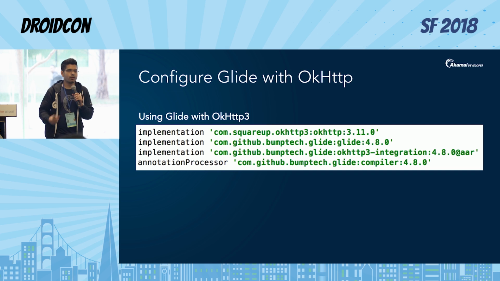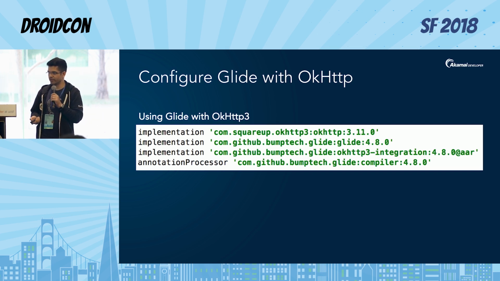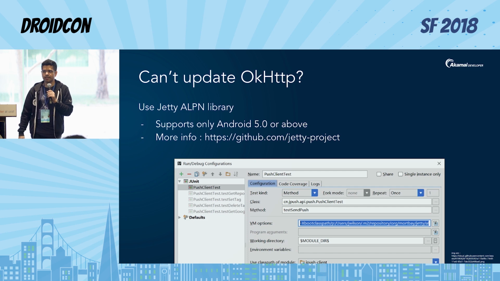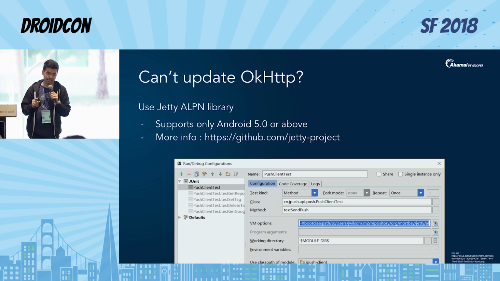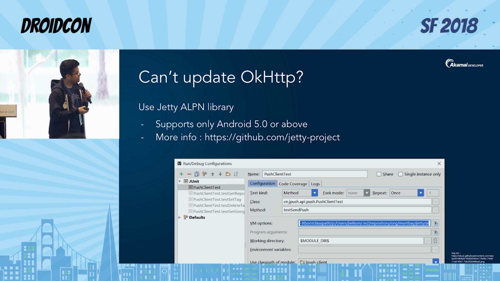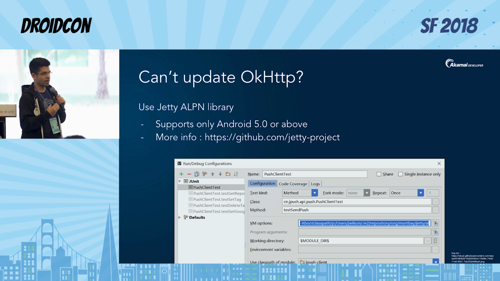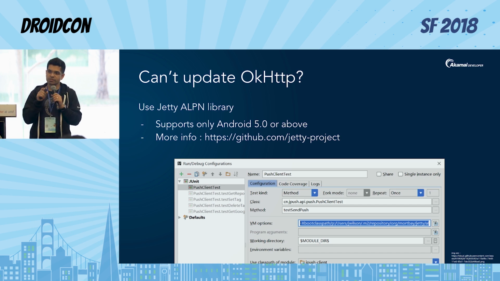Now, what if you cannot upgrade to OkHttp3? There is a workaround. You can use the Jetty ALPN library. This is a screenshot of how you would use the Jetty ALPN library in your test code. There's more information available here. We'll discuss what ALPN is, but a few things about this will let you make H2 requests with your current code as long as your code is run on Android 5.0 or more.